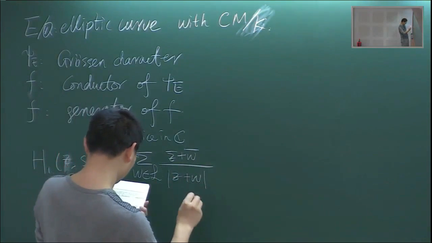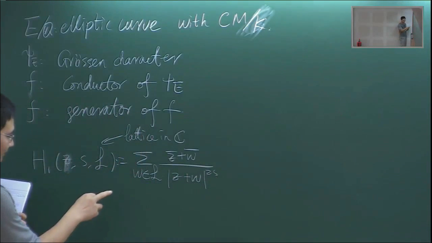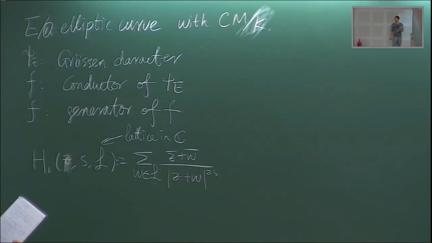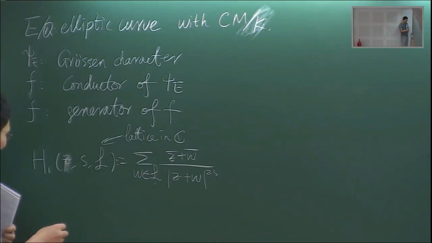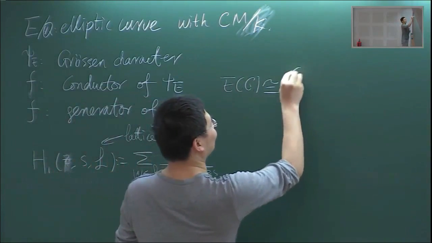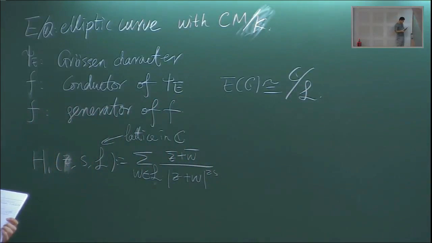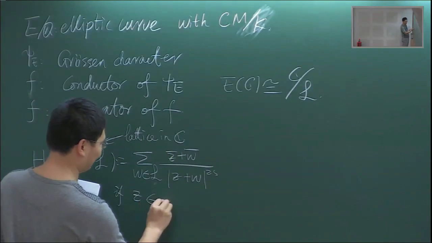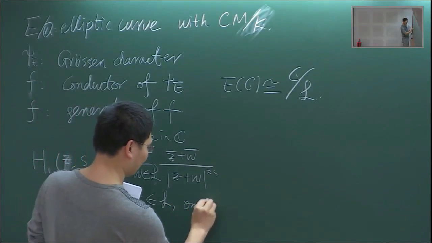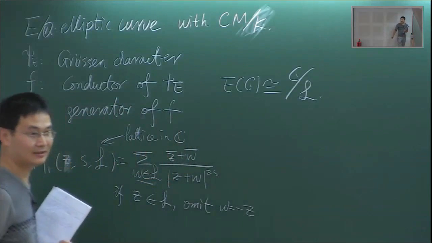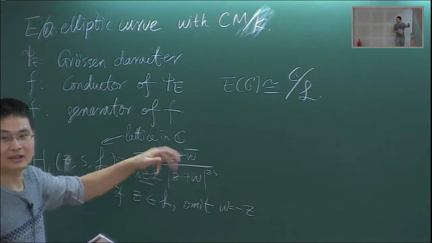This is 2S. If z is in L, so this lattice is nothing but, you have the elliptic curve over Q, and when you look at it over C, E(C) is isomorphic to C over L. If z is in L, then we omit omega equal to minus z in the sum. If z is not in L, just take all the sum.